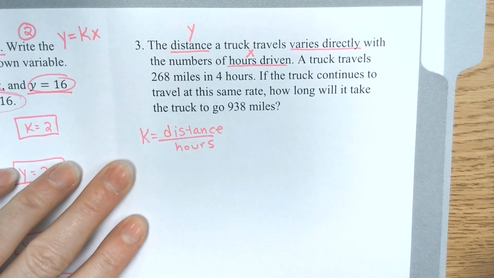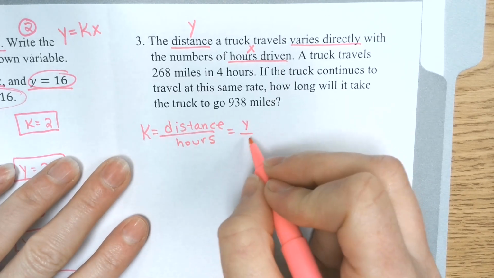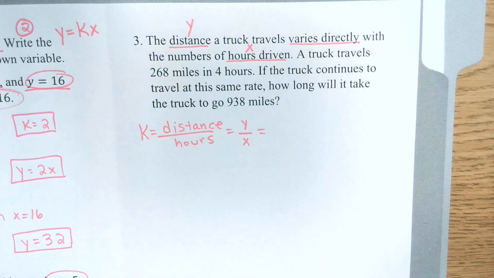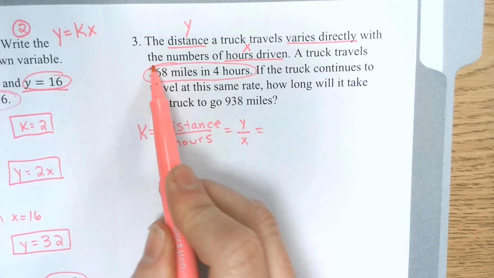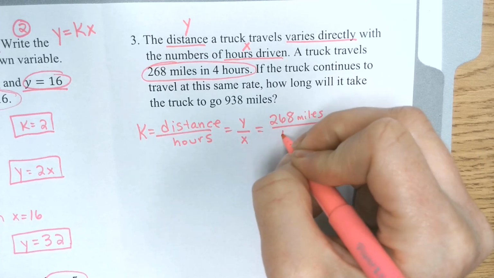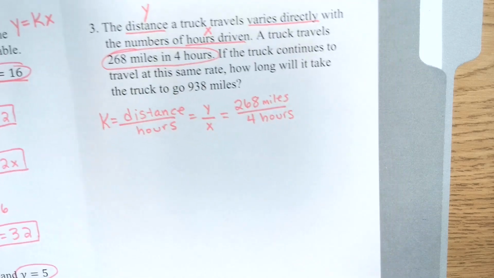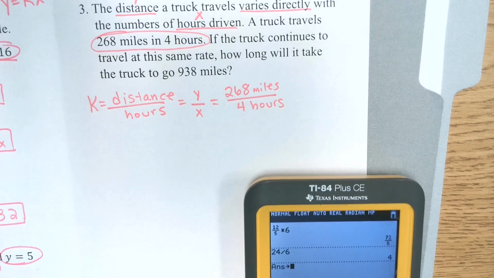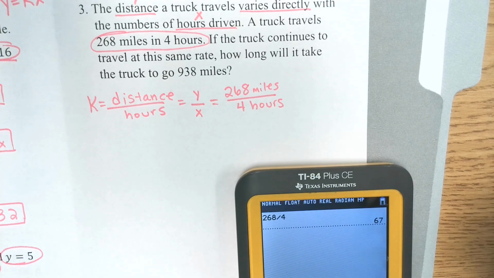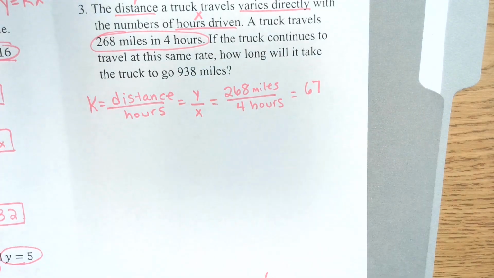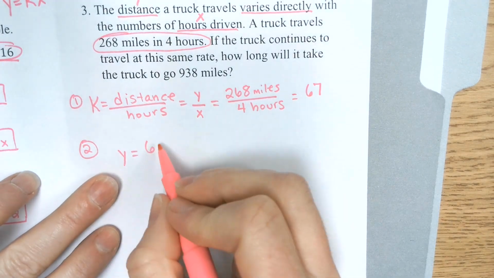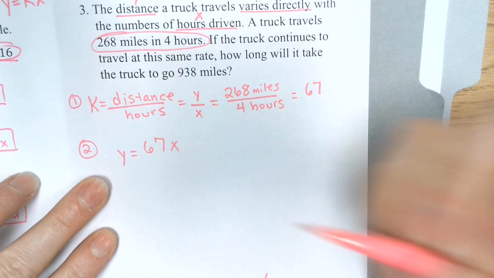So k equals distance y, hours x. We're kind of assigning it a variable. So plug in what they've given us, 268 miles in 4 hours. So miles goes on top, 268 miles in 4 hours. So this is our k. So we go ahead and divide that. 268 divided by 4. 67. So 67 is our k. So this was number 1. Number 2 is our equation, y equals 67x. So basically, the person's going 67 miles per hour.